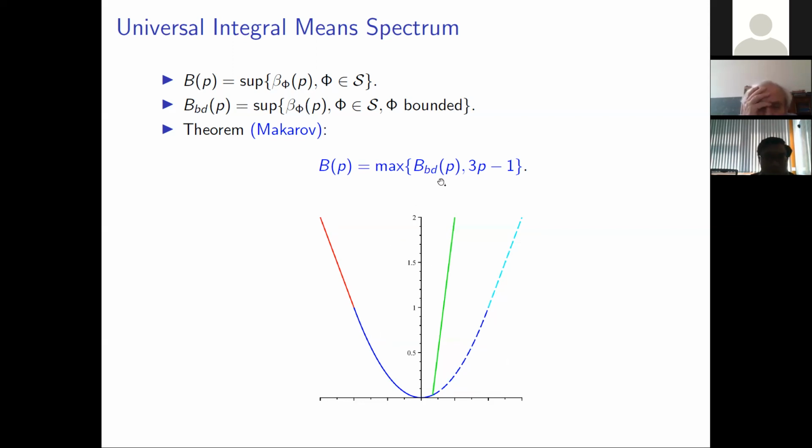So we have a phase transition here. If you consider B_p on the class S, we have a phase transition here. The spectrum will follow exactly the same phase up to this point, and then turn out to be 3p minus 1 at this point. As we will see in the next part of this presentation, the integral means spectrum averaged over SLEs has a similar form to this universal integral means spectrum.